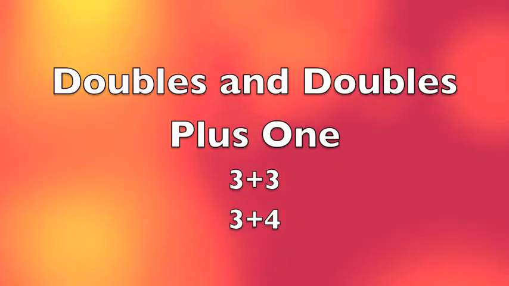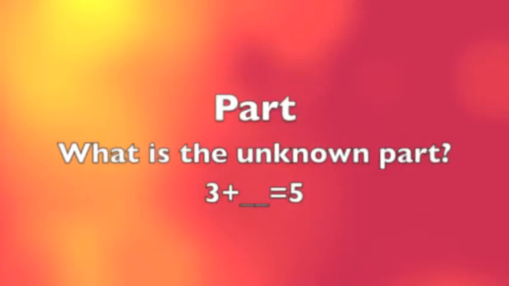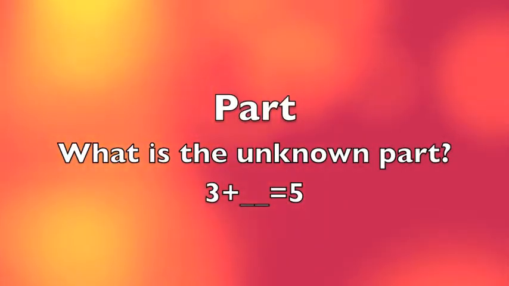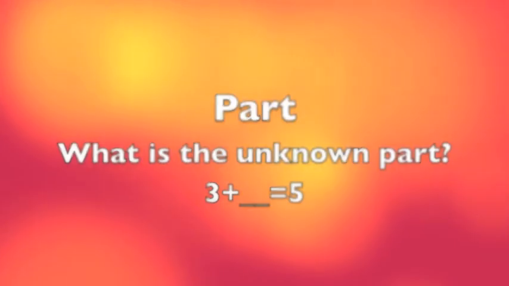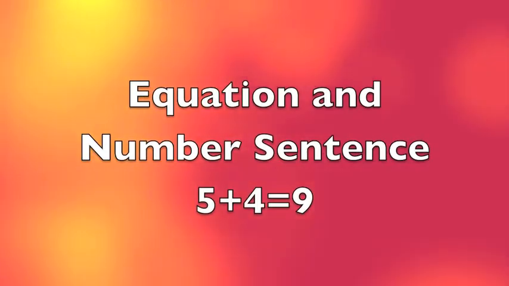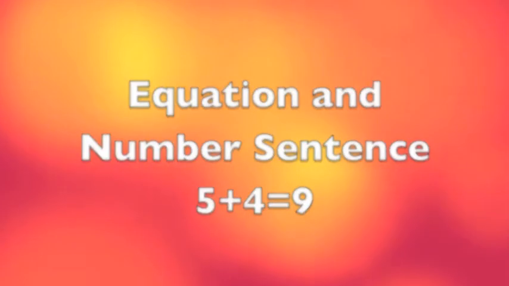Doubles is when you add the same number together twice. Doubles plus 1 is when you use that same number, but your second add-in is 1 more. Part, in this case, is one of the missing add-ins. What is the missing part of this equation? Equation and number sentence are used interchangeably throughout this module. An example of an equation would be 5 plus 4 equals 9.